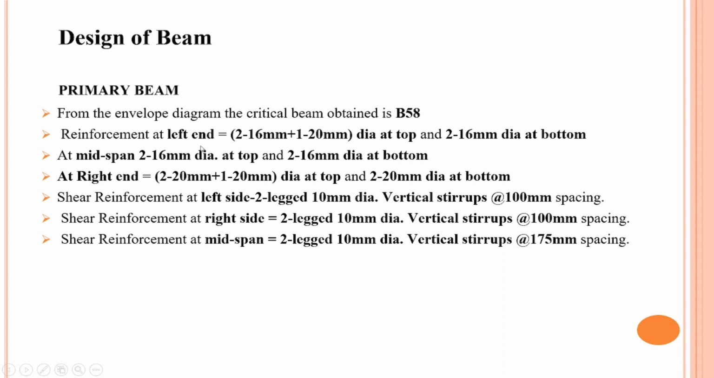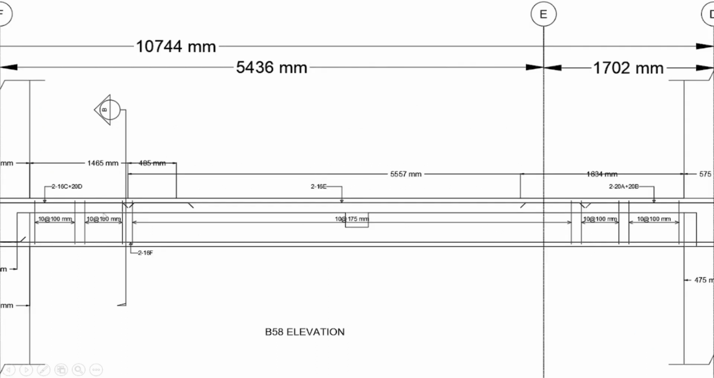And the reinforcement of the left end, right end, and mid: what kind of bar you have used in the middle, left side, and right side, and the two-legged shear reinforcement, vertical stirrups you have added, and the spacings we have discussed here. These are all the discussions on the figures. On the left side 2-16 and so on, in the middle 2-16, at the right end we have 2-22, 2-20, and the spacing like this.